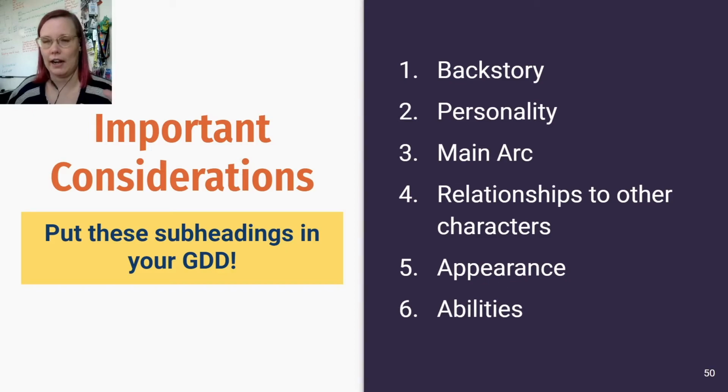So here are some considerations. This is what I have in the assignment for characters. You can put these subheadings in your GDD if you like. In the template, I did include a table that you can make for each character that includes these subheadings, and you feel free to copy and paste that table. It's structured in a way that you have lots of room to write if you need to. So we've got backstory, personality, main arc, relationships to other characters, appearance, and abilities.